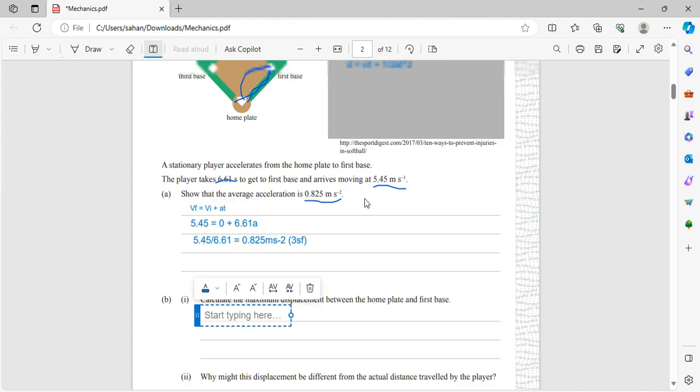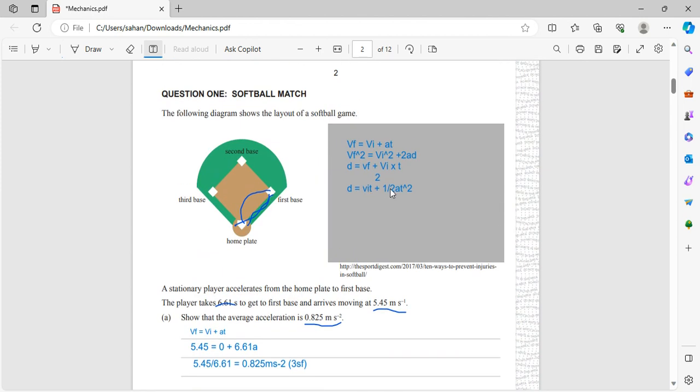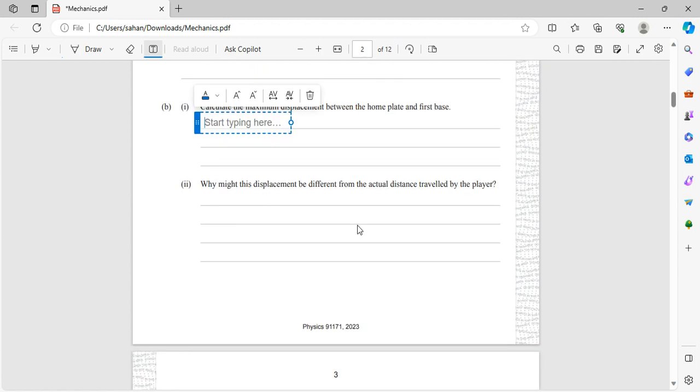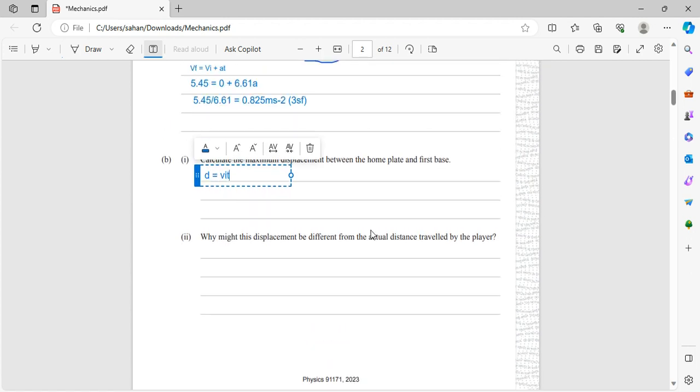The maximum displacement. So we have vi, we have t, and we have a. So I would take this equation here. So d equals vi t plus half a t squared. Okay, and then underneath that, I'd put d equals 0 times t, which is basically just 0 because vi is 0, plus 0.5 times 0.825 times 6.61 squared, which would give us the distance.